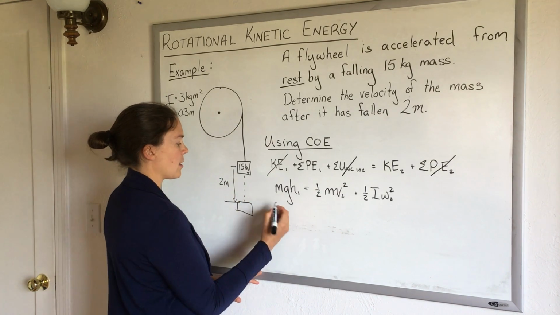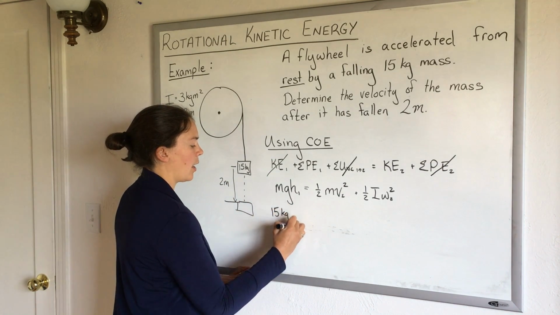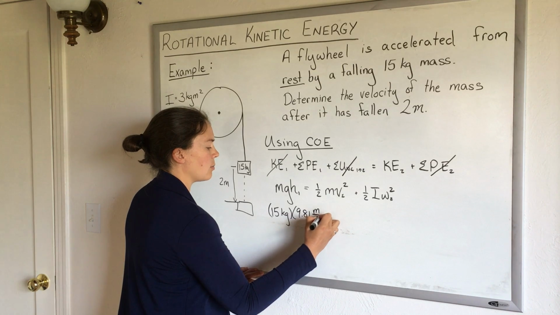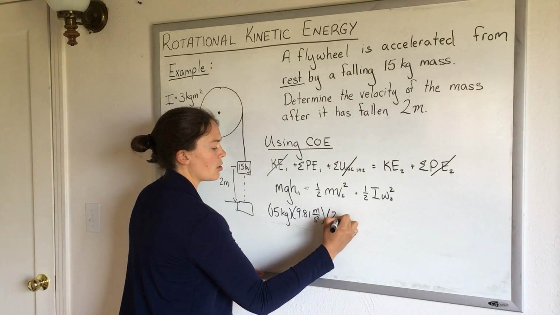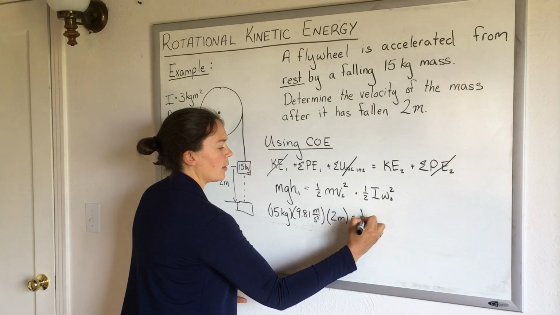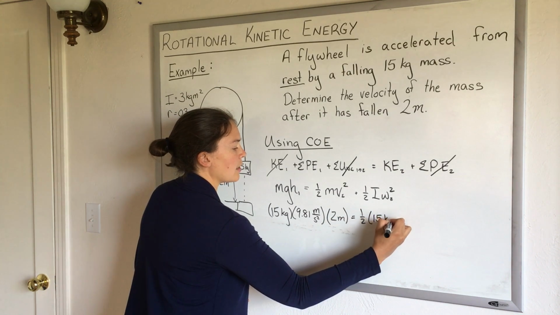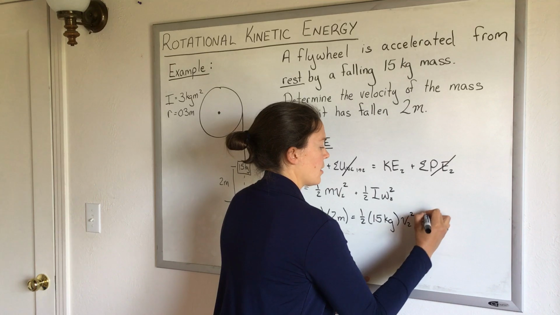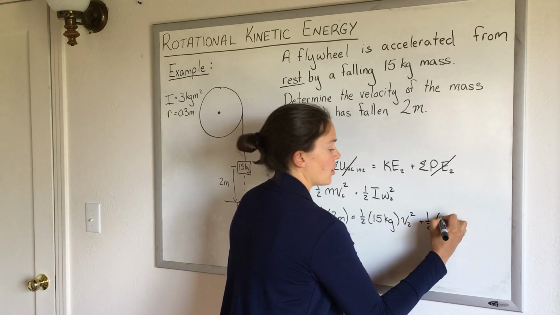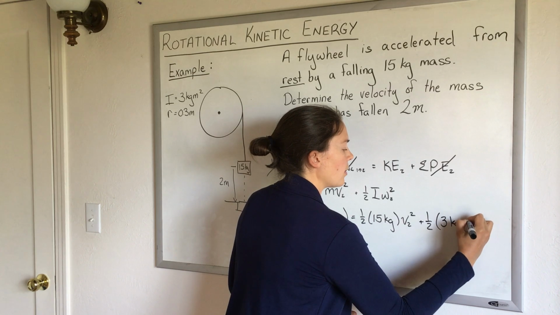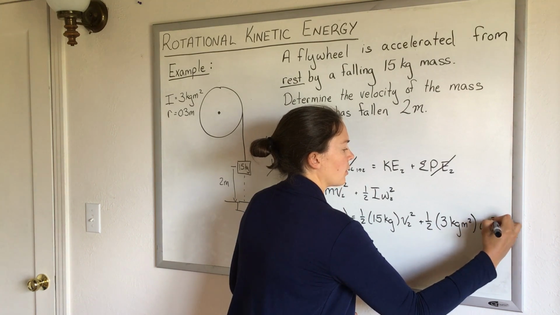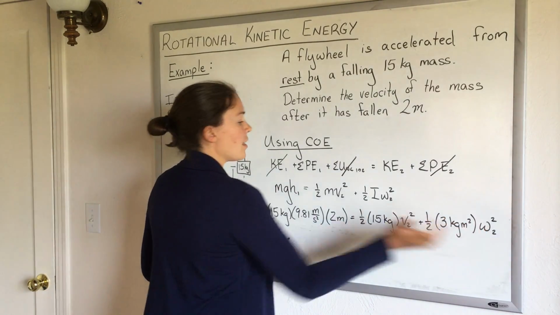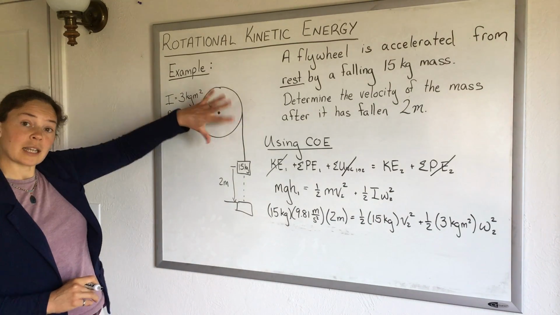I know my mass is 15 kilograms, so that's good. I know gravity in the metric system will be 9.81 meters per second squared, assuming we're on Earth. And my h1 was given to me as 2 meters. And then my mass, again, is 15 kilograms, and I'm trying to solve for that final velocity. And my mass moment of inertia was given to me as 3 kilogram meters squared, and my final angular velocity. Okay, so now it turns out there's 2 unknowns in this equation. There's the velocity and the angular velocity. But this is linked motion.